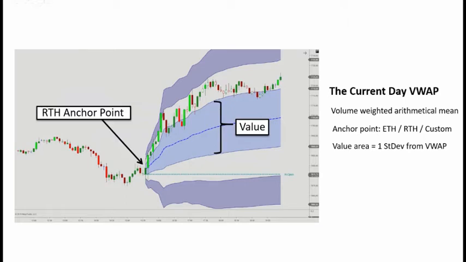Because institutional traders are looking to execute within that area, we can use that information to identify setups that are likely to see some traction or some movement. The idea is to look for retracements like this that come back into the VWAP value area, going from inside towards the outer standard deviation bands.